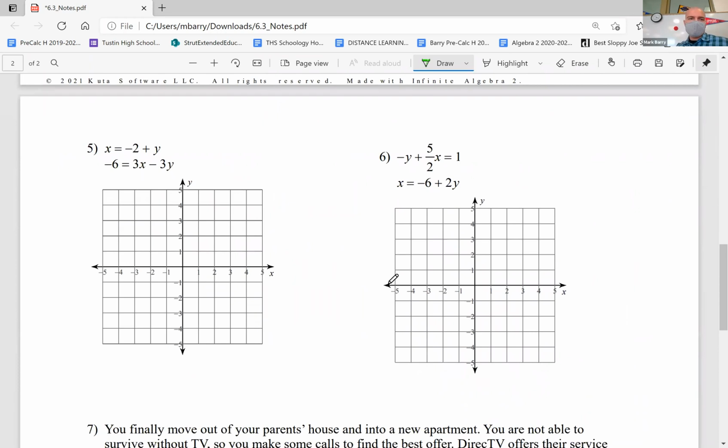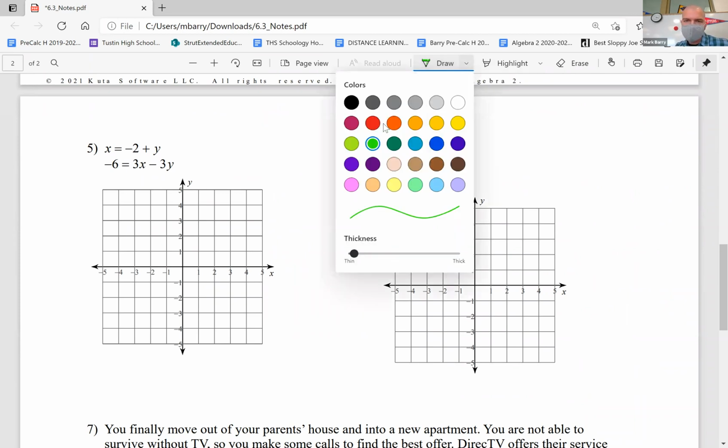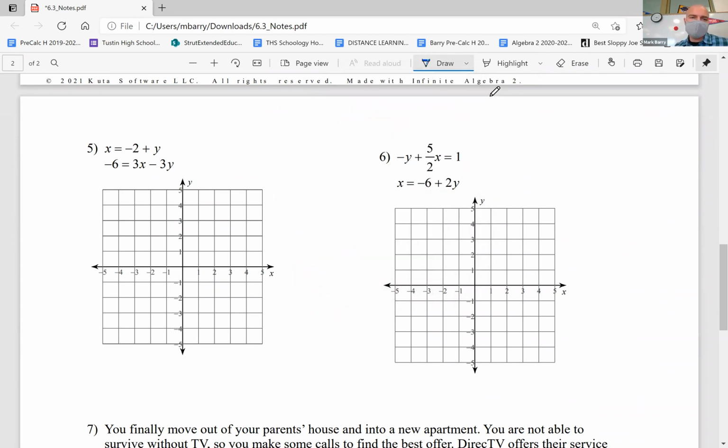Okay, let's go on to our next one here. Number 5. All right, so for number 5, neither one of these are in y equals mx plus b, right? Even the first one, x is isolated, but I don't like that. I want to get the y isolated, correct?